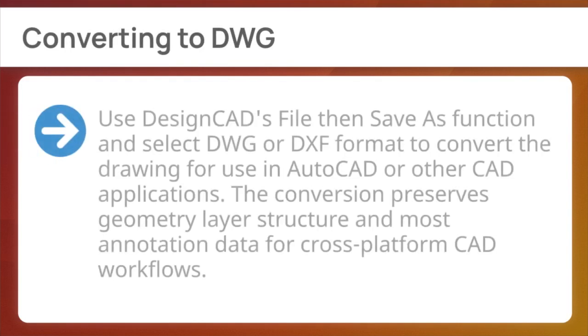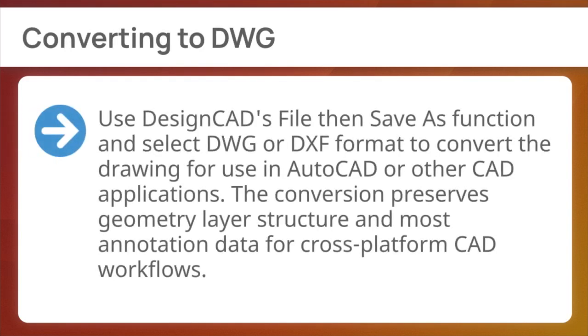Next, converting to DWG. Use DesignCAD's File, then Save As function, and select DWG or DXF format to convert the drawing for use in AutoCAD or other CAD applications. The conversion preserves geometry, layer structure, and most annotation data for cross-platform CAD workflows.